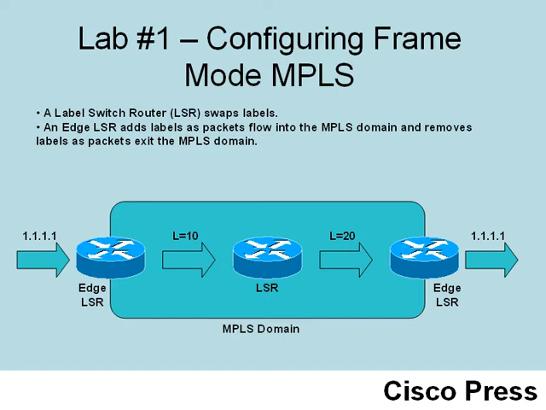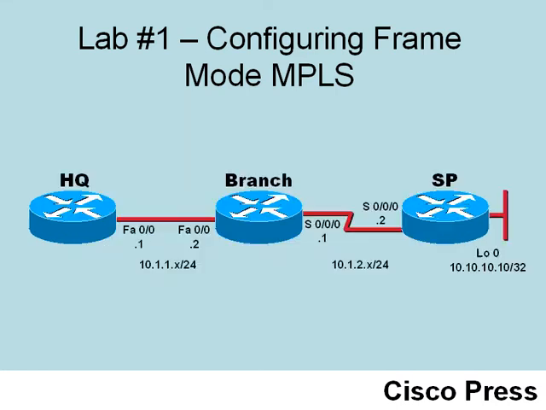Let's take a look at the topology we are going to be working with in this lab. We are going to be configuring two routers, the HQ, the headquarters router, and the branch router. The SP, the service provider router, has already been configured for us. And in this lab, we are saying that our network has become an extension of our service provider's MPLS network. In other words, what we will want to do is to configure frame mode MPLS on our routers.